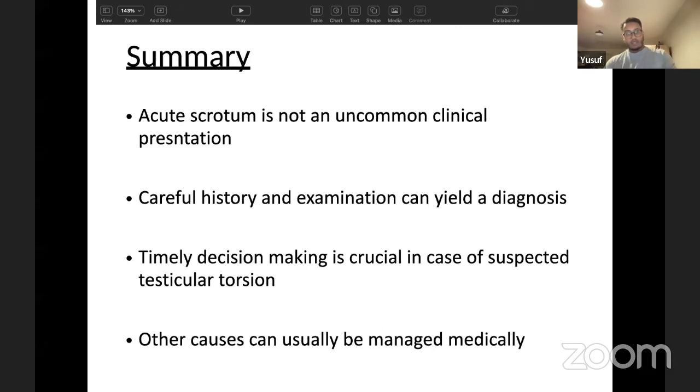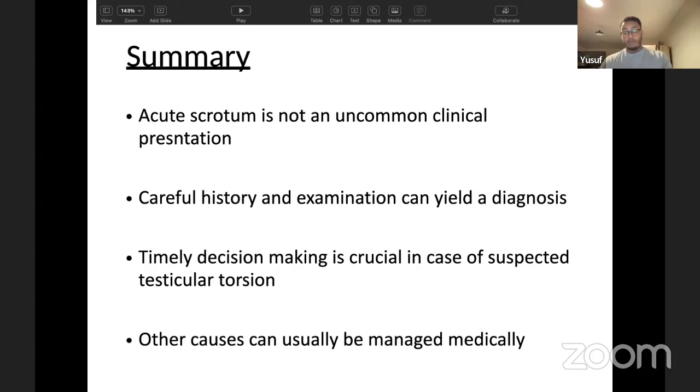Okay, so in summary, the acute scrotum is not an uncommon clinical presentation. It presents to primary care, A&E, and a variety of surgeons. Careful history and physical examination is all you need to make your diagnosis. Again, if you're not particularly experienced and there's any diagnostic uncertainty, then you do need a surgical assessment, because these patients might need to go ahead and have a scrotal exploration.